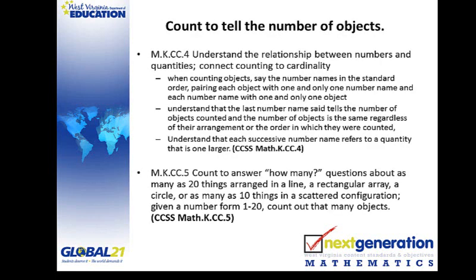Count to tell the number of objects. The first objective in this cluster focuses on cardinality. Cardinality is the understanding that the last number said in counting objects tells how many. Do students go back and count when they are asked how many after they have already counted the objects? Understanding that each successive number name refers to a quantity that is one larger is laying the foundation for addition.